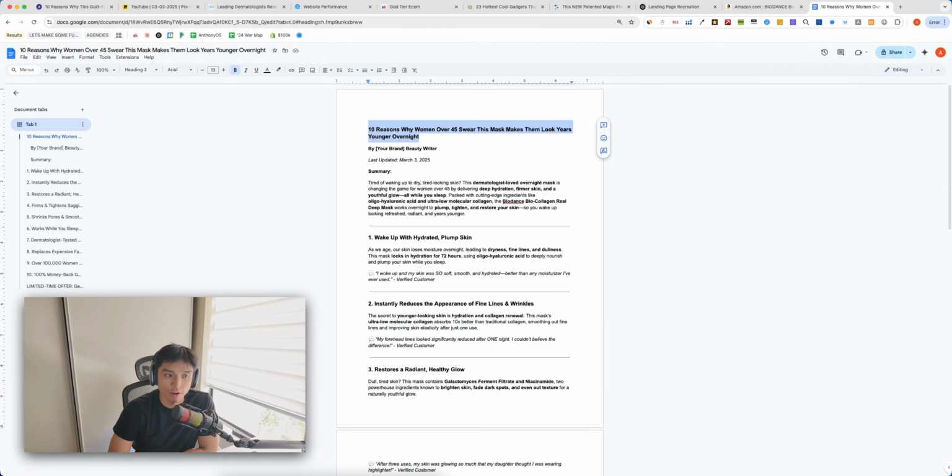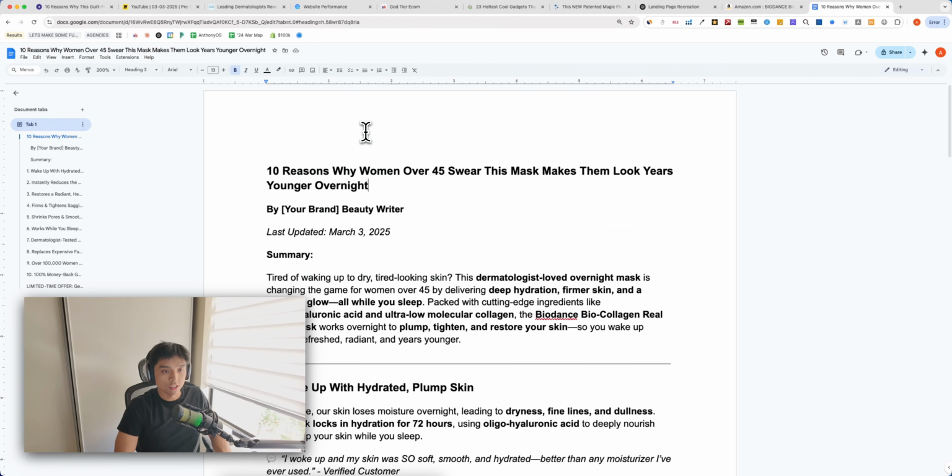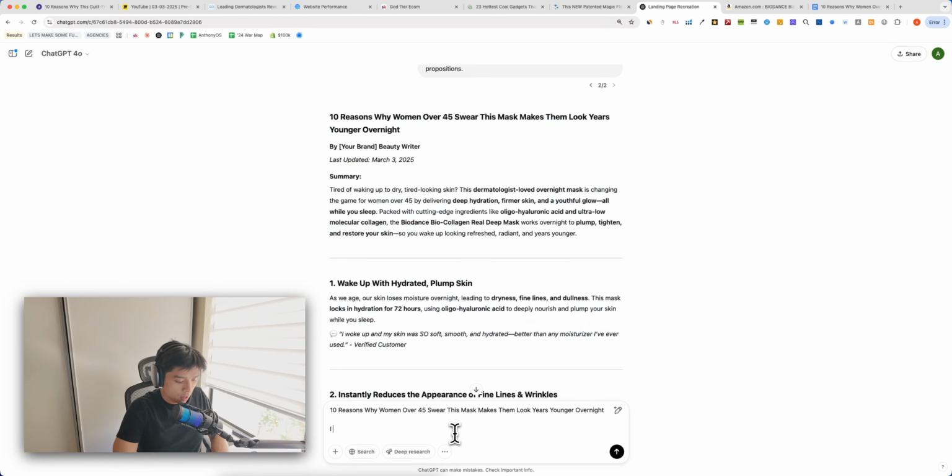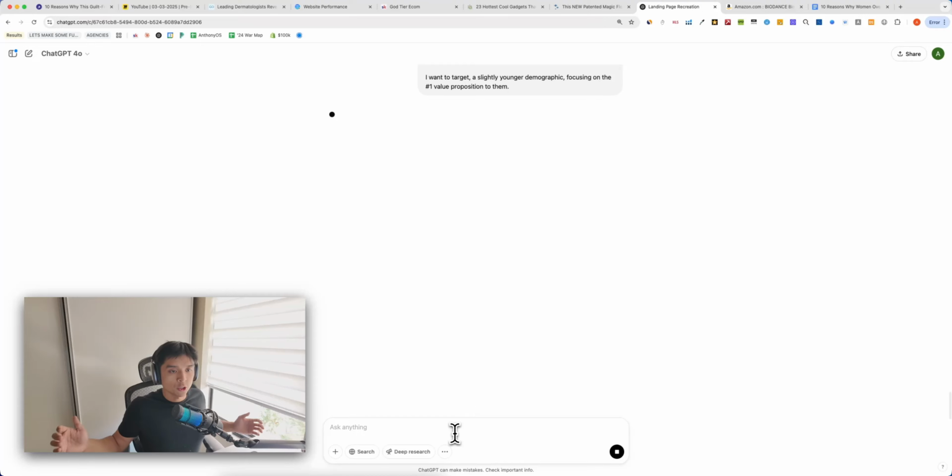And if you were to make iterations of this, I would not focus at all on the subheadlines. I would just focus on improving your headline and using the headline as a way to speak to different demographics and different angles. So for example, this is obviously going to be tailored towards an older demographic, but if I want to switch this, all I would do is take this headline, go back into ChatGPT and say, I want to target a slightly younger demographic, focusing on the number one value proposition to them. Okay, very short and sweet.